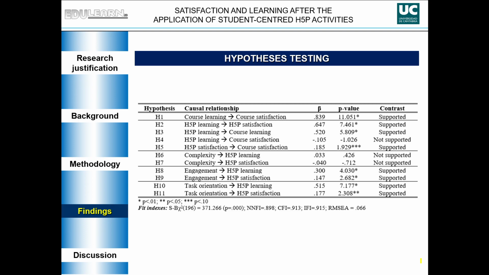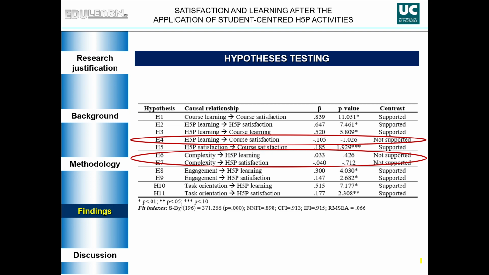As far as the conceptual model is concerned, here we can see the main findings of the structural equation modeling, and we want to highlight those relationships that were not supported by our data. First, we can see that complexity has no direct impact neither on H5P learning nor on H5P satisfaction. This means that the technology acceptance model is not adequate to explain the satisfaction and learning of students in this context. It doesn't matter whether the activities are too complex or they are easy to implement or achieve by students, because this has no impact on learning and satisfaction.